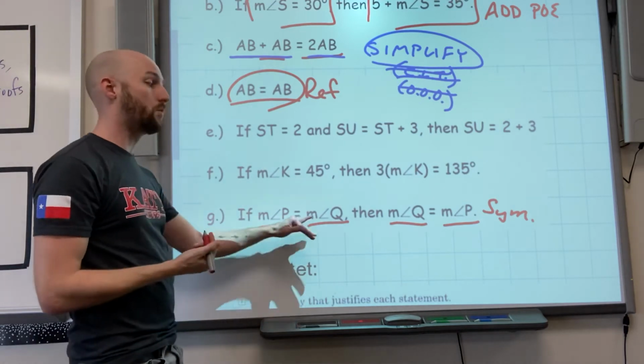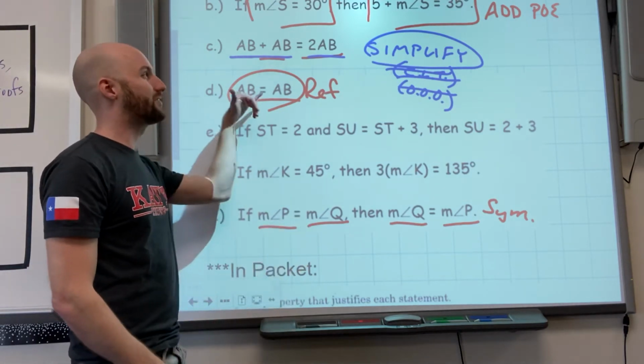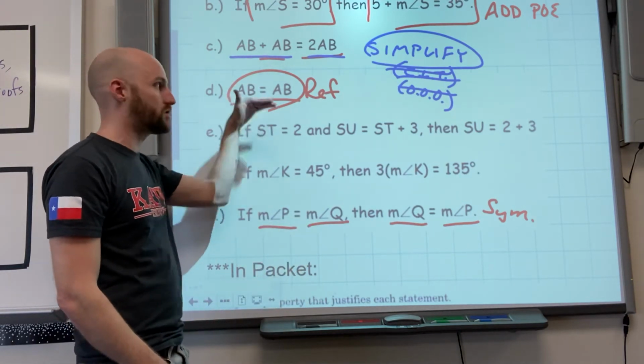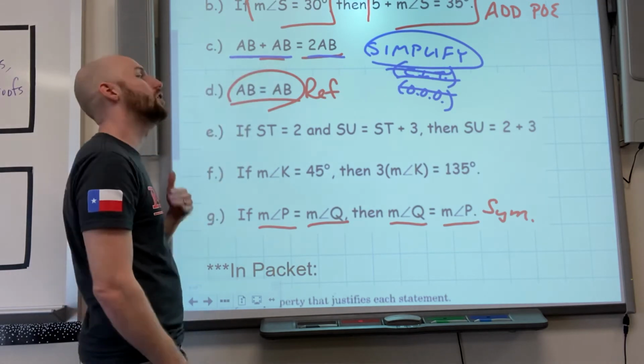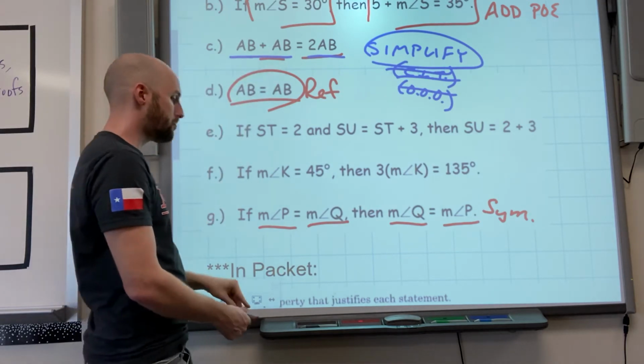Again, we saw where this shows up in a proof. We haven't really seen why this is helpful yet, but I do want you to start knowing that that's what that's called, so when we need it, you can do it.